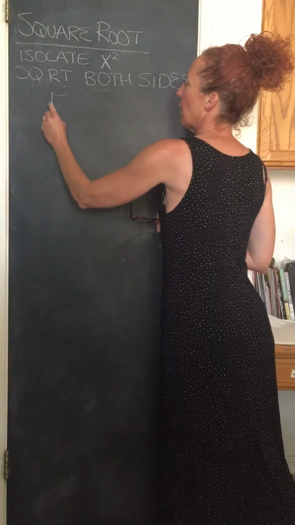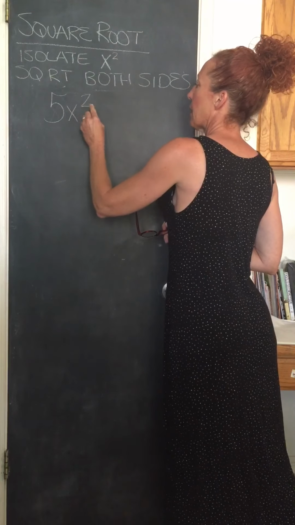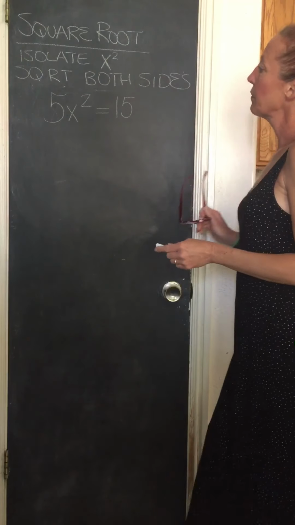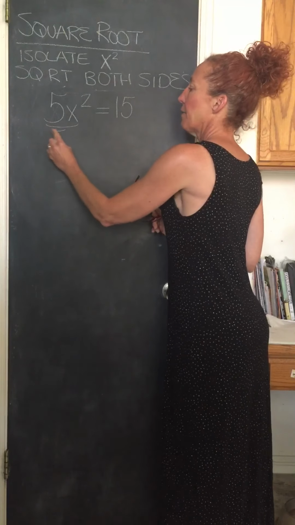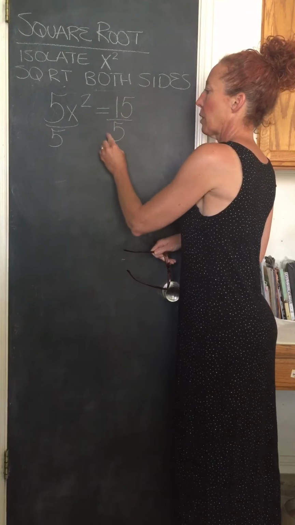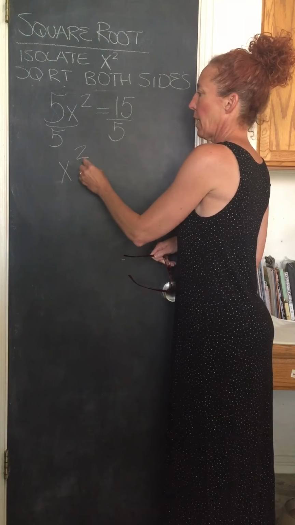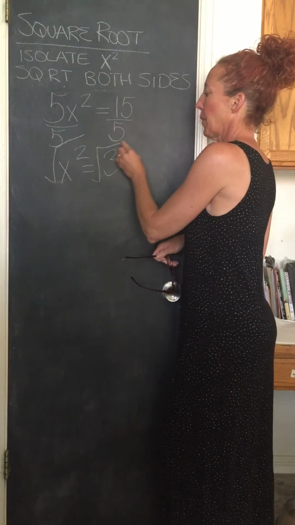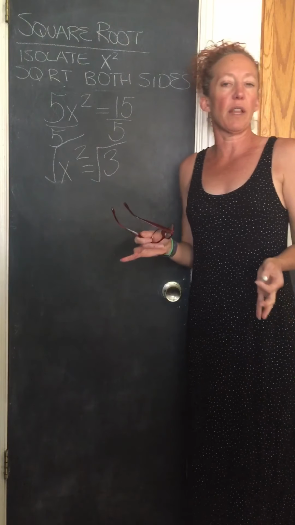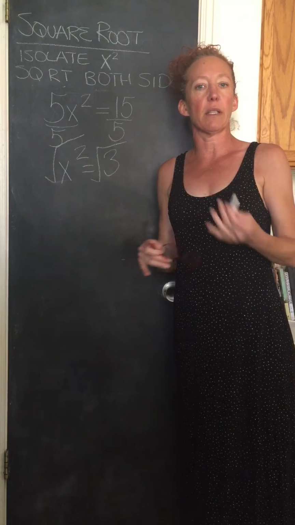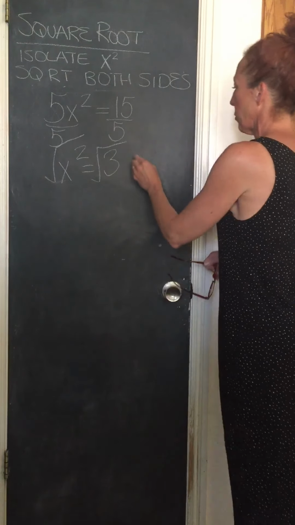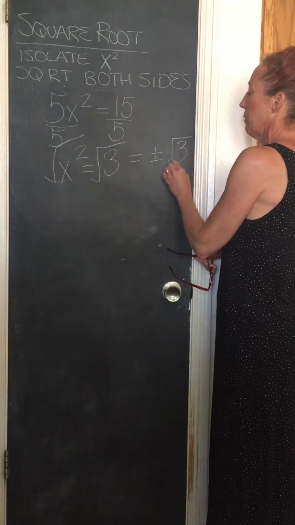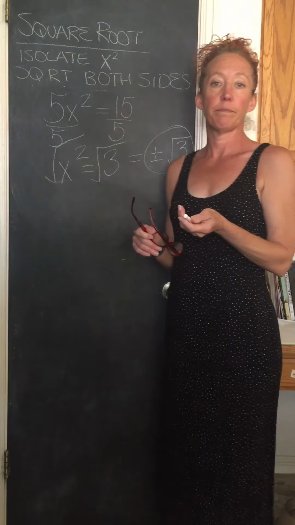If we have a coefficient in front of that x squared, maybe something like that, we're going to divide by 5 and get that x squared by itself. So x squared equals 3, square root both sides. Notice in this example, there's nothing I can do with the square root of 3. It doesn't simplify. It's not a perfect square. So our final answer is plus or minus radical 3, and that's it.